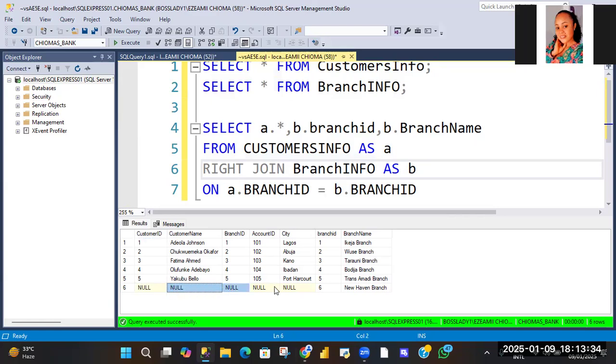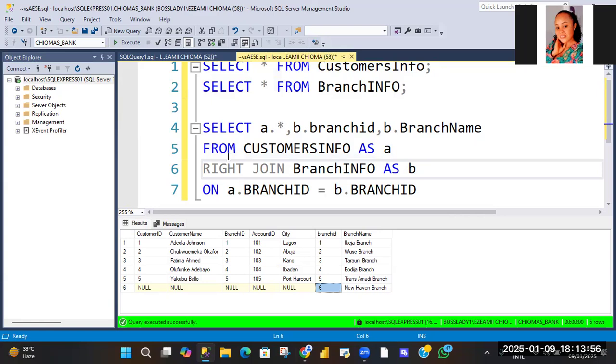So previously, when we did left join, it gave us everything on the customer table to customer ID 6, making this our branch ID null because we just want the matching row. So this is how left and right join works, right?